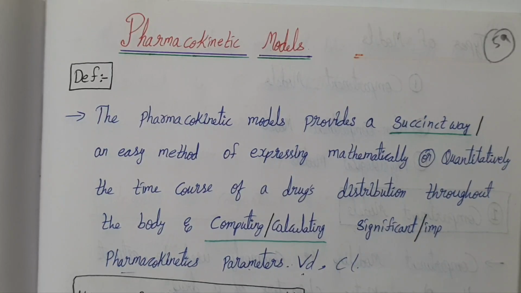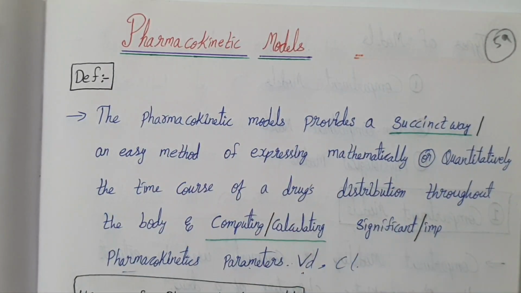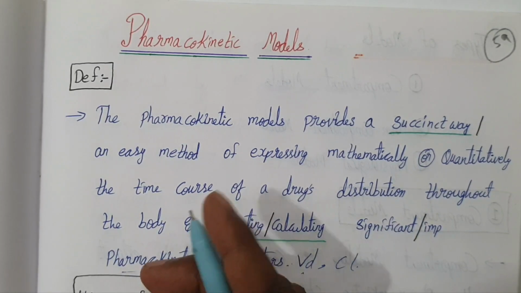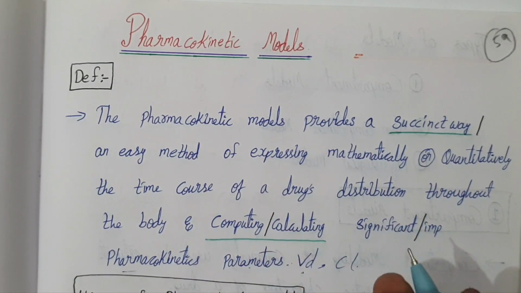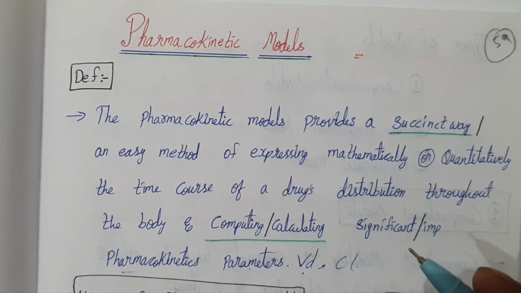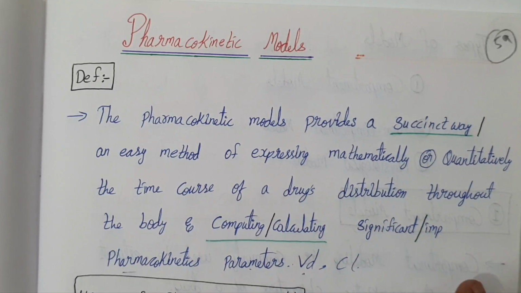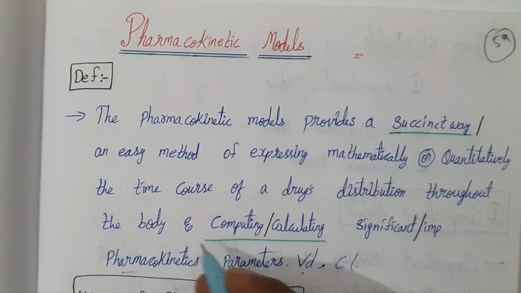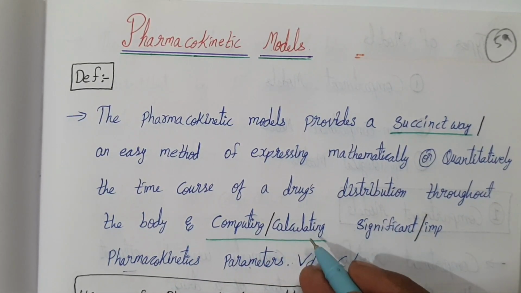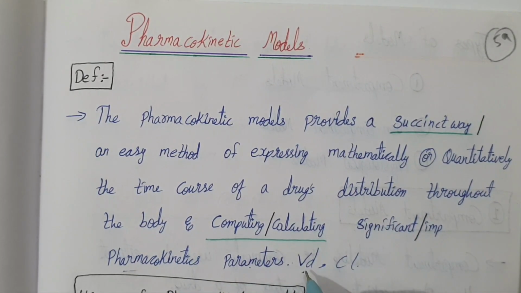Today we'll understand the compartmental pharmacokinetic models using simple examples. So the pharmacokinetic model gives us an easy way to express mathematically how a drug moves inside the body over time. They help us to calculate important pharmacokinetic parameters like volume of distribution, clearance and more.